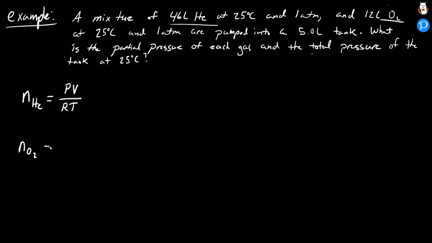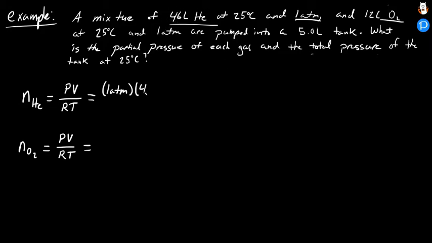So the number of moles of O2 will be the same thing, pressure times the volume divided by R times T. Let's plug in our values here. For helium, what we're going to be using is the values before these two gases go into this 5-liter tank. So the pressure before it goes into this tank was 1 atmosphere for helium, times the volume before it goes in here, because we're trying to figure out how many moles, so I have to use the volume before it goes into this 5-liter tank, which was 46 liters.